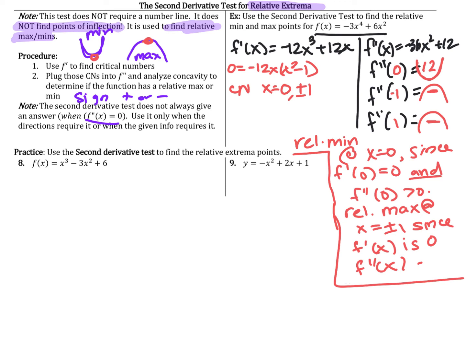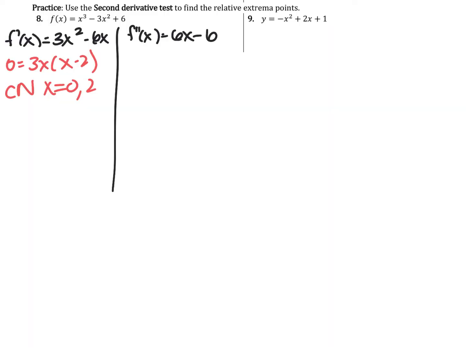All right, I encourage you to pause the video and try and work through 8 and 9 on your own. I'm going to clear a little bit more space and then unpause the video and see how you did. So here I have the first and second derivative for number 8. I set the first derivative equal to 0 and got two critical numbers, 0 and 2.